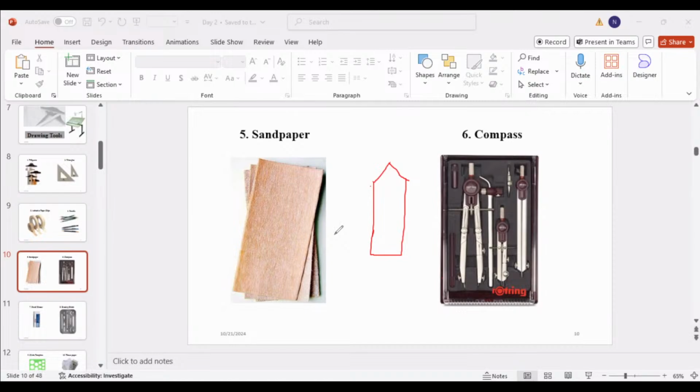And then the compass, okay, that means කව කටුව in Sinhala. So we use that to draw circles and to get some measurements.